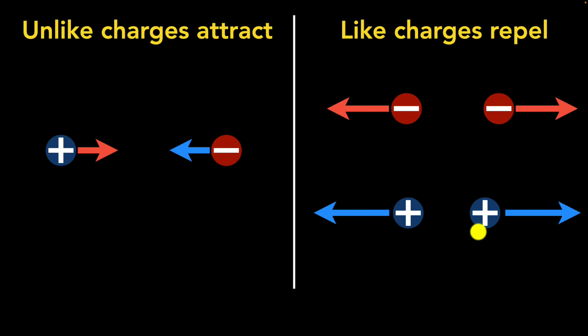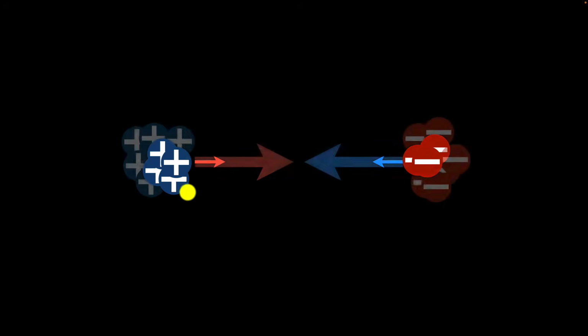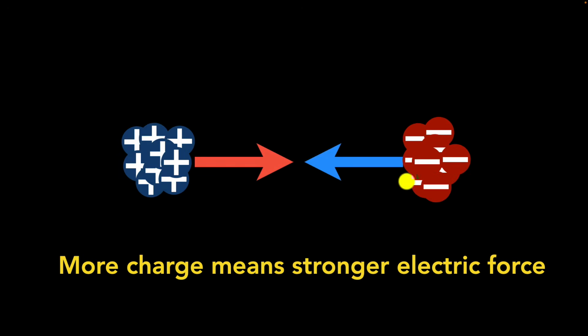Okay, so that's about the direction. Now let's think about the strength. What decides the strength of the electric force? Well, one thing that decides it is the amount of charge that is present. If you have a little bit of charge, then the electric force between them would be a little bit. If you have a lot of charge, you'll have a lot of electric force. So more charge means a stronger electric force.